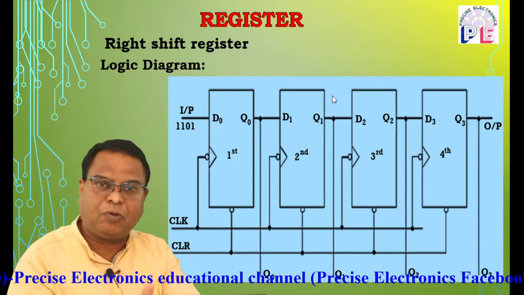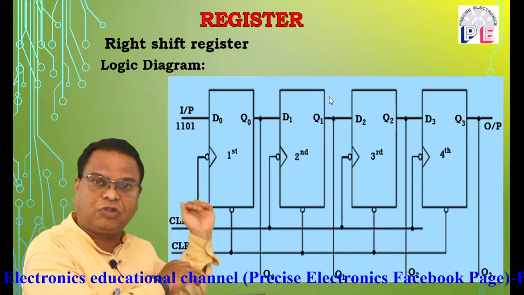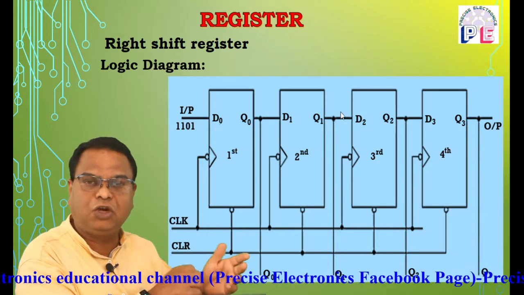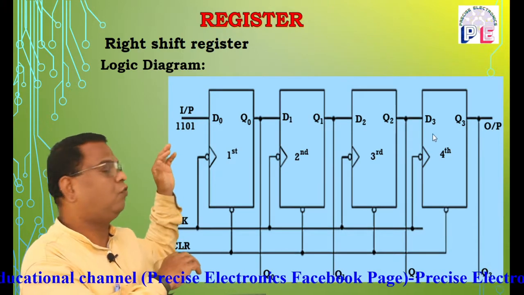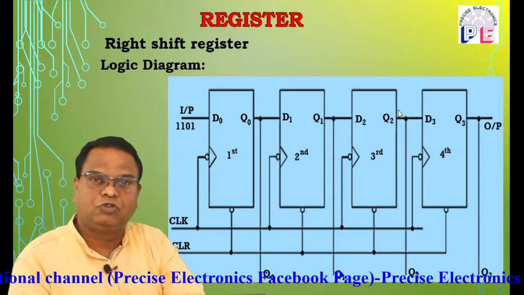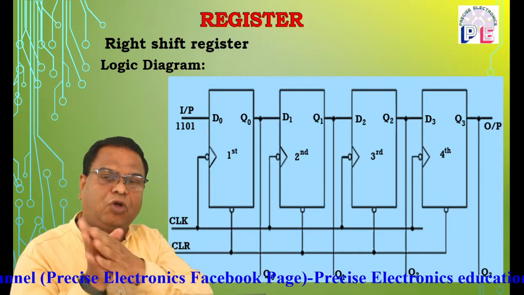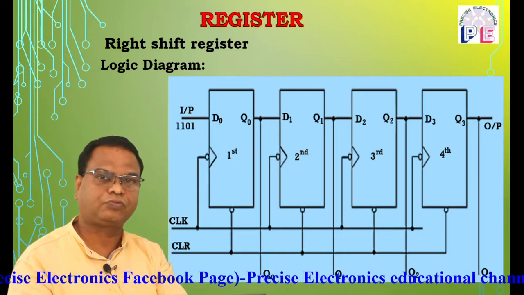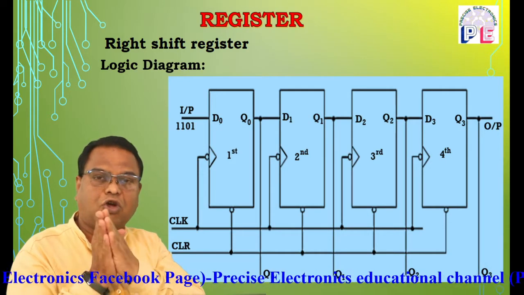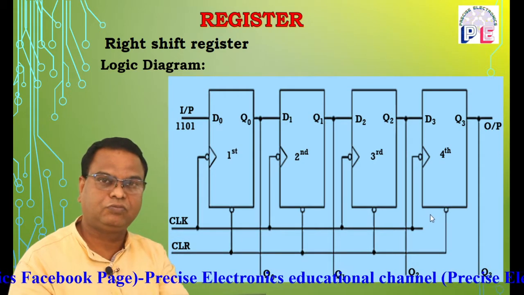The output of the second flip-flop, that is Q1, drives the data input of the third flip-flop, that is D2. The output of the third flip-flop drives the data input of the fourth, and so on. So in this case, the output of each previous flip-flop is connected to the data input of the next flip-flop. Then the clock input is applied to all the flip-flops at a time.